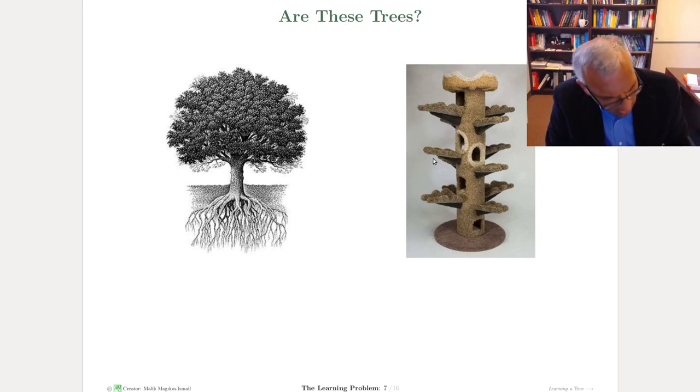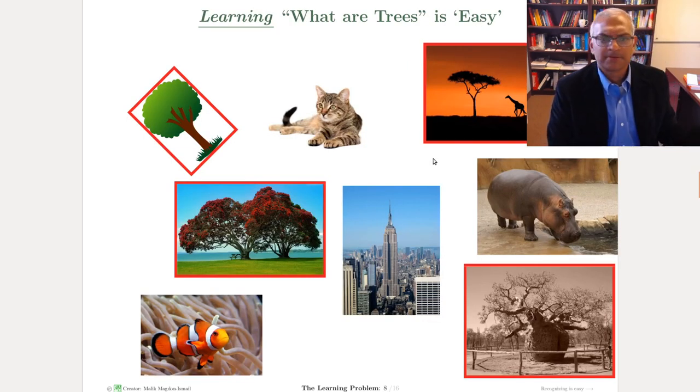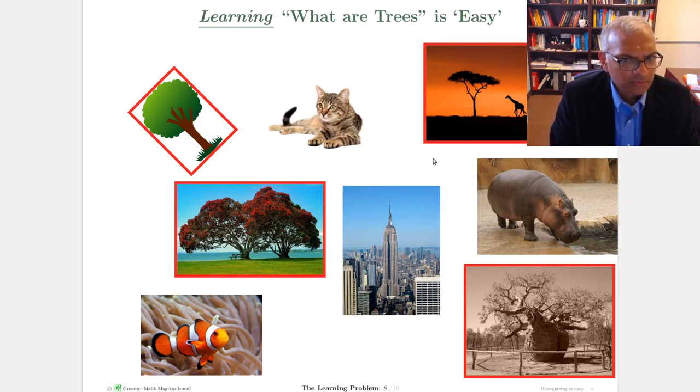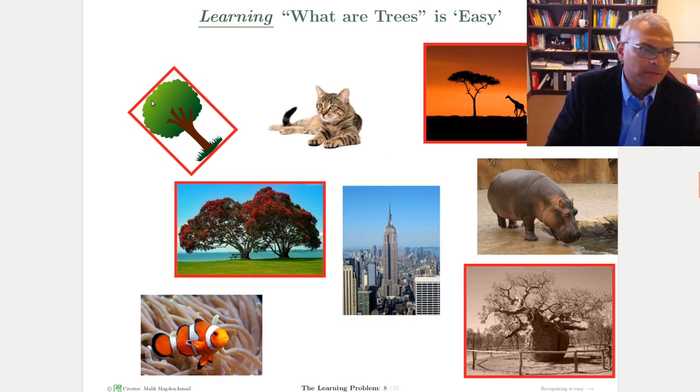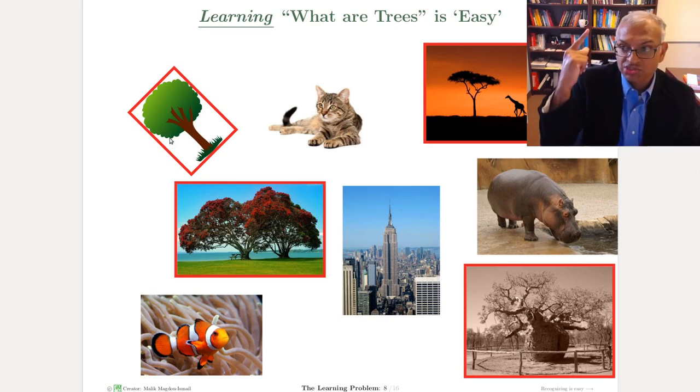Well, we had a hard time defining trees. Now, let's see if we can recognize trees. Okay, so I showed this set of pictures to my 5-year-old daughter and said, which pictures have a tree? And without any hesitation, she pulled up this tree cartoon, which is already amazing because it's not a real tree, it's a cartoon of a tree, and it's not upright, it's rotated, but nevertheless, she got it. This picture has a tree with giraffes, she does. This picture has a tree, and this picture has a tree.